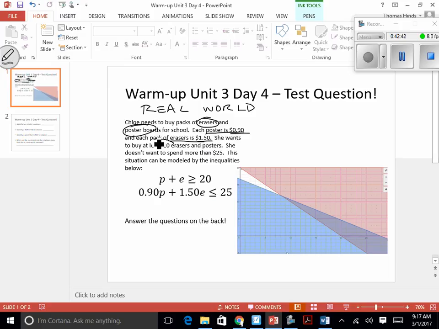She needs at least 20 erasers. That means she needs 20 or more of them. And posters. She doesn't want to spend more than, I'll line that, more than 25 bucks. Hopefully what's happening to some of you right now is like, this big paragraph, whatever. I don't even know what they're talking about.